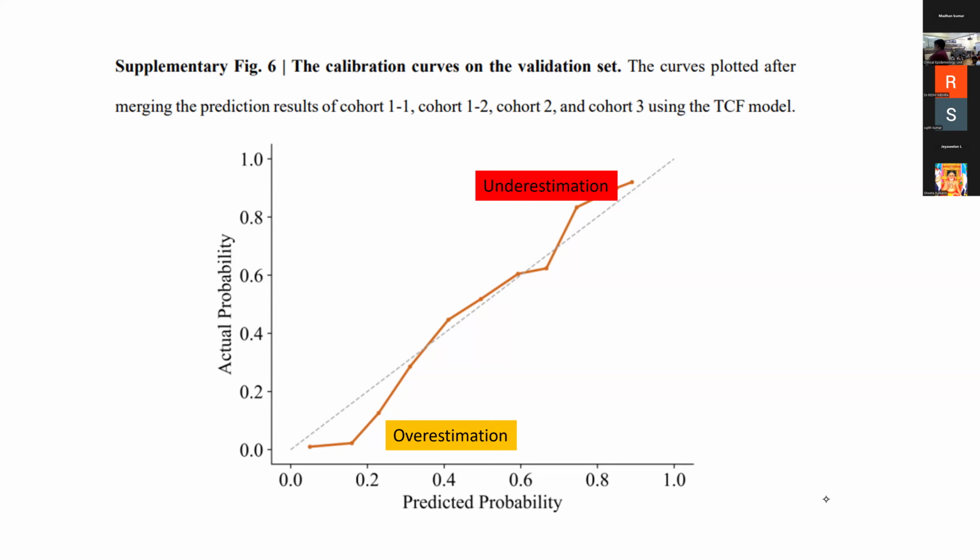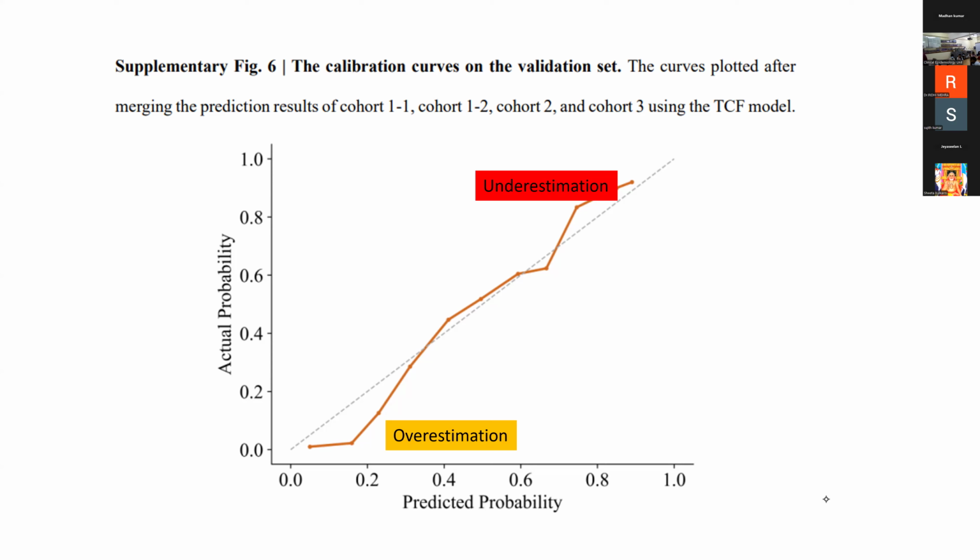So based on the TCF model, this is the graph they have got. What you can see is that when the predicted probability by the machine is 0.2, the actual probability is lesser, somewhere around 0.1. So at the lower probabilities, the model is overestimating. It says the probability is 20%, but the actual probability is around 10%. And somewhere in the middle, it seems to coincide with the best scenario.